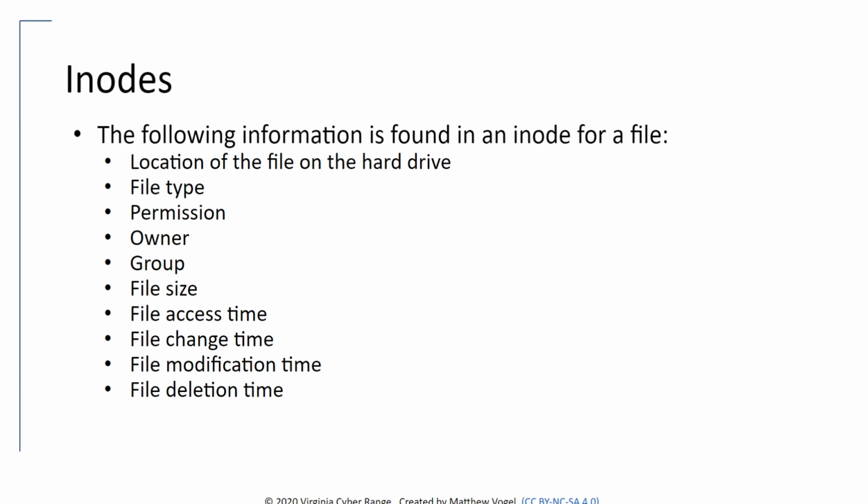The following information is found in an inode for a file: the location of the file on the hard drive, the type of file that it is, what its permissions are, who the owner is, what the group is, what the file size is, the file access time, the file change time, the file modification time, and the file deletion time. So it gives a lot of information that you've already seen before, as far as permissions and owners and groups and file sizes and things like that.